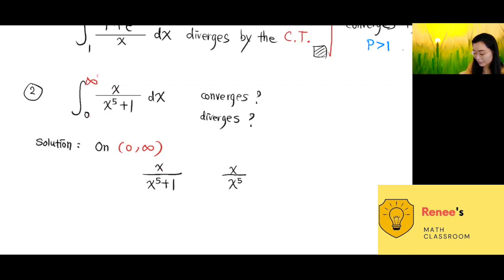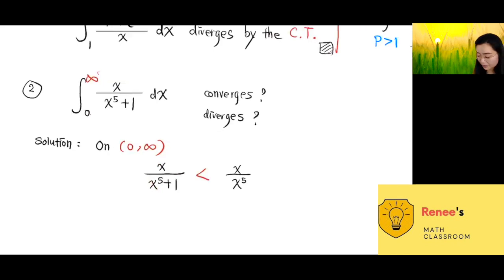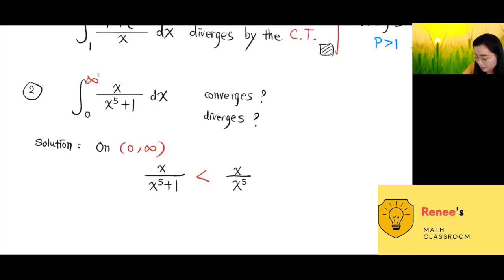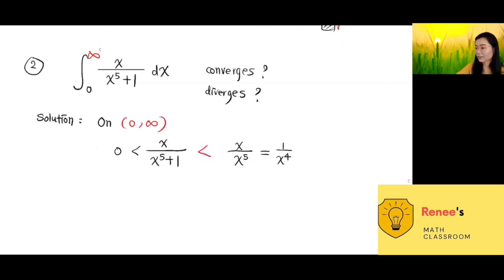Okay. So which one's bigger on 0 to infinity? The bigger the denominator, the smaller the quotient, right? So this is smaller. Okay. So that's bigger. And both of them are greater than 0 because we're talking about from 0 to infinity. Now this one over here is equal to 1 over x to the 4th power, which is a simple function. We know how to integrate, okay?